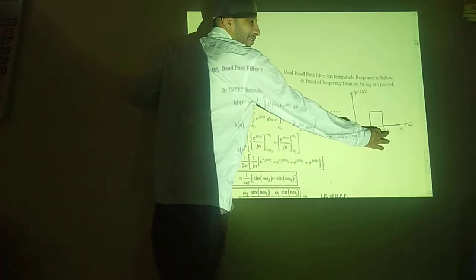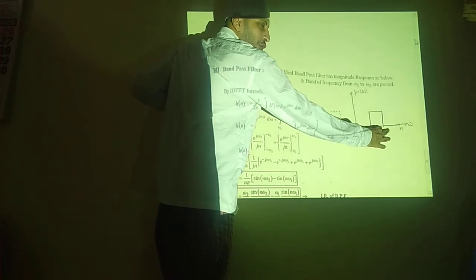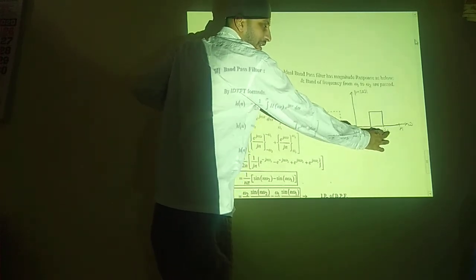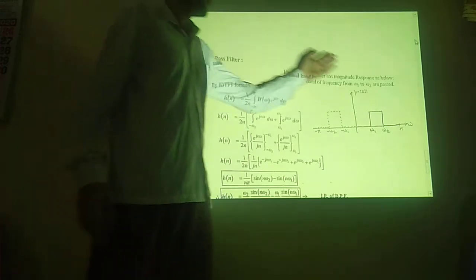Only in this band the frequency is allowed to pass, whether it is low or high. In this band only the frequency is allowed to pass. So this is an example of a band pass filter.